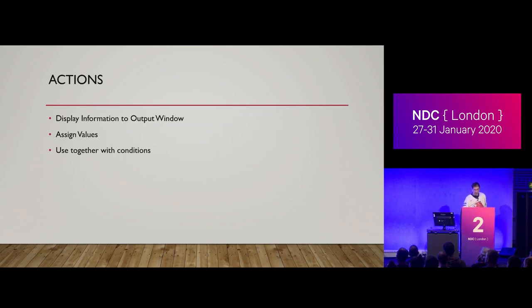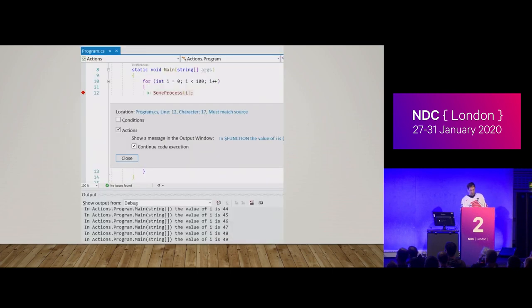The other part that I was going to talk about was actions. With actions, you can either display information to the output window, and you can also assign values. And if you use that with conditions, you can do some quite clever things. So with the actions, you can show a message to the output window. And this is quite good because you can actually put extra logging into your code when you're debugging without actually having to change your code.